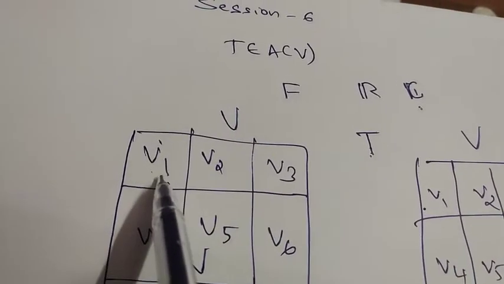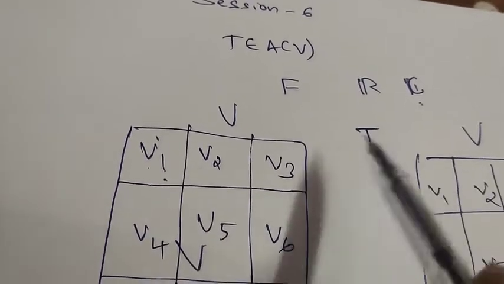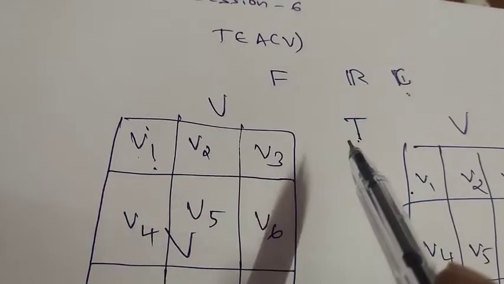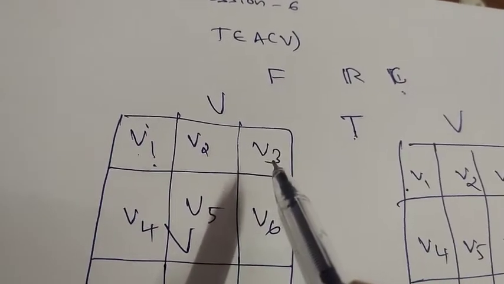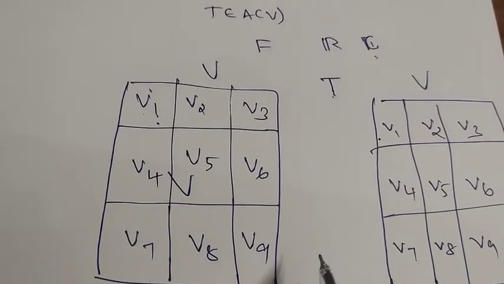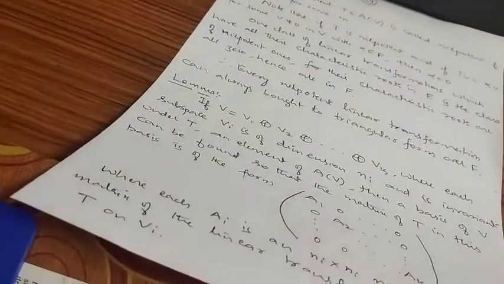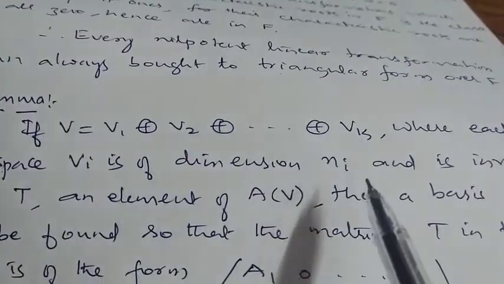So if you come to T on this part, that is V1, it becomes T1. T on V2 becomes T2. T on V3 becomes T3. Likewise, T on V9 becomes T9. Do you understand now? Okay.